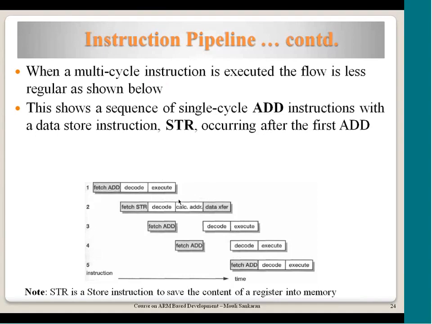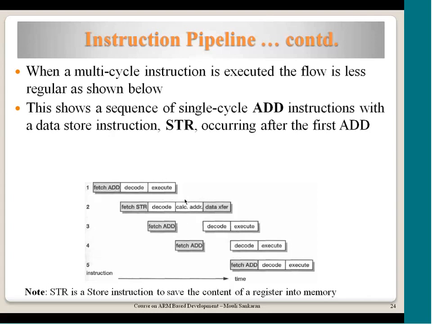Why? Because based on the STR instruction, different addressing modes could be there, indexing could be there. So the address which is in one of the registers could be added, and then the final memory address that needs to be accessed will be calculated. So during that time, the ALU is also used. Because of that reason, you cannot have any other instruction coming in here.